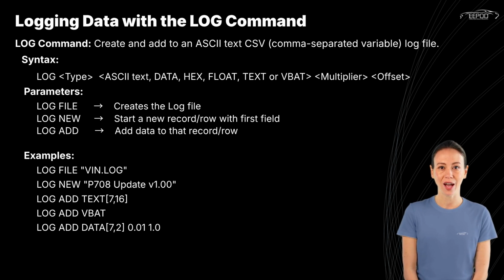Where to find the file. The log file gets saved directly to the SD card inside the MyCANIC device. You can open it on a PC using Notepad, Excel, or any CSV viewer. It's just plain text, super easy to parse. To summarize, the flow is always log file to create, then log new to start a new row, then log add to add in the same row. In the next project, we'll actually read a VIN and module ID, display it, and log it all together using what we've learned.